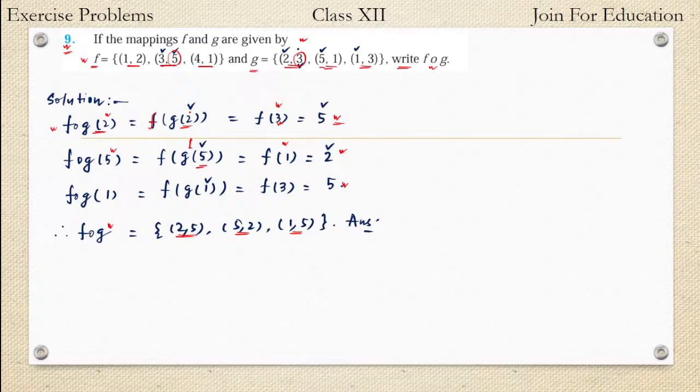So we write down here this one, 2 1 5 are the elements of the composition of G and F. The ordered pairs 2 5, 5 2, 1 5 are the elements of G and F. Of that, there is no problem to understand the solution of question number 9.